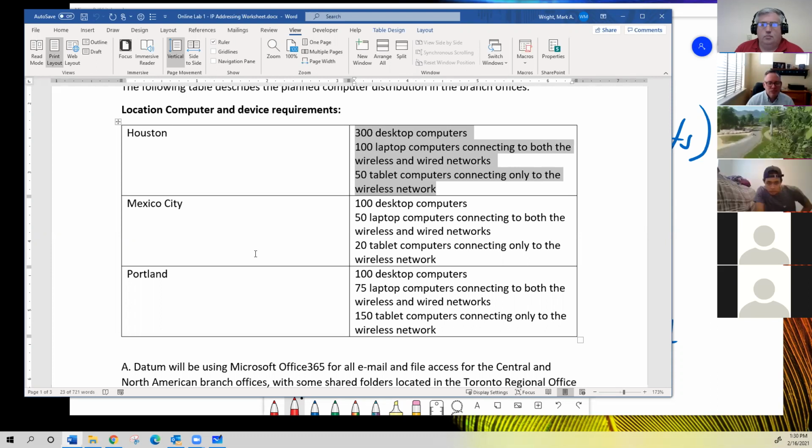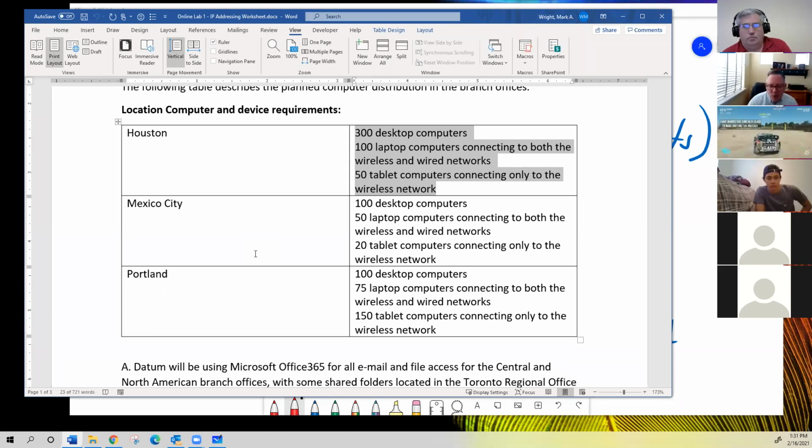Um, 450. Okay, so for wired, how many? And for wireless, how many? It's two separate numbers. I mean, if you added them up, that's 450. 400 wired and 150 wireless. Okay, so Matt, why?